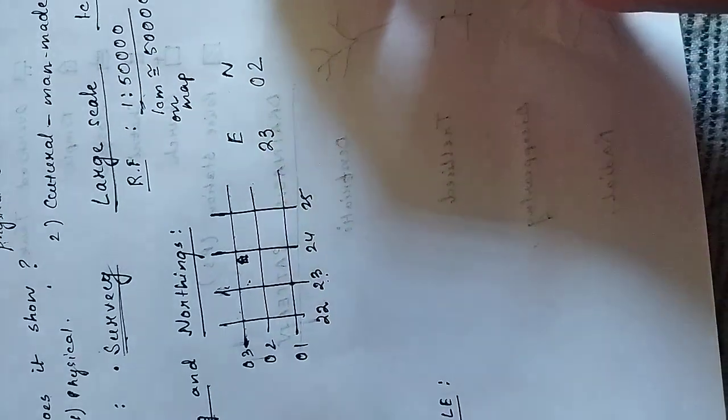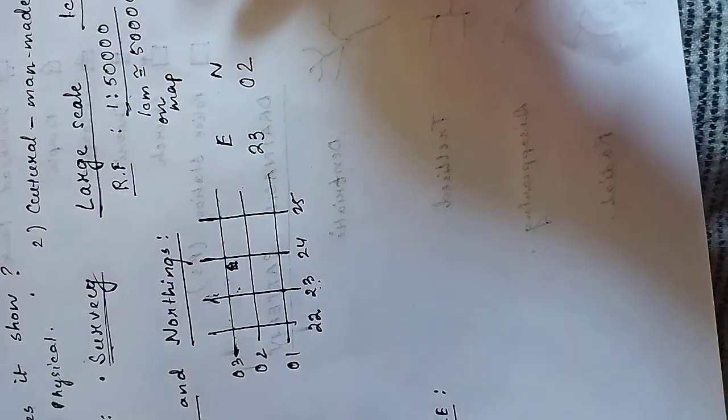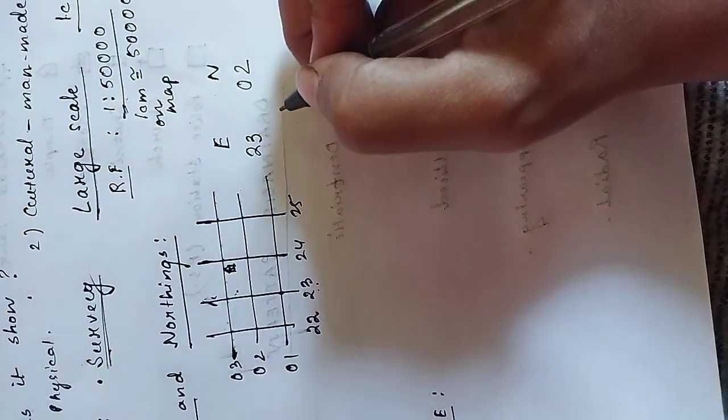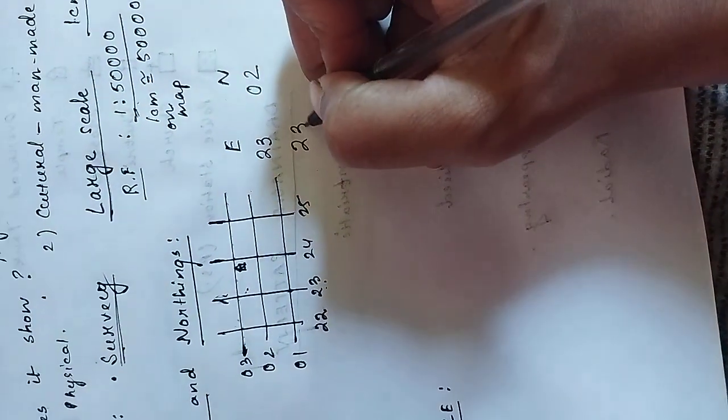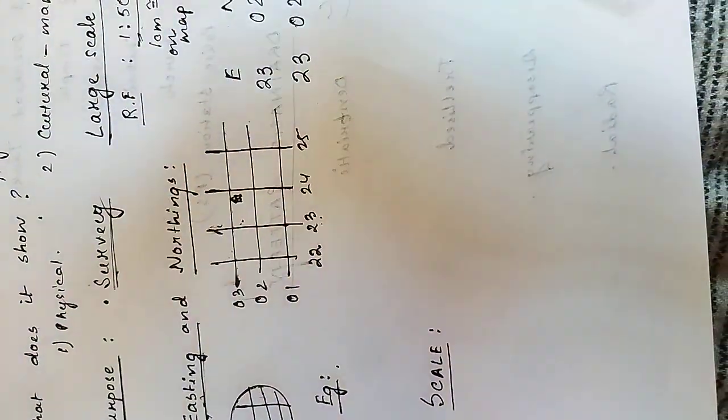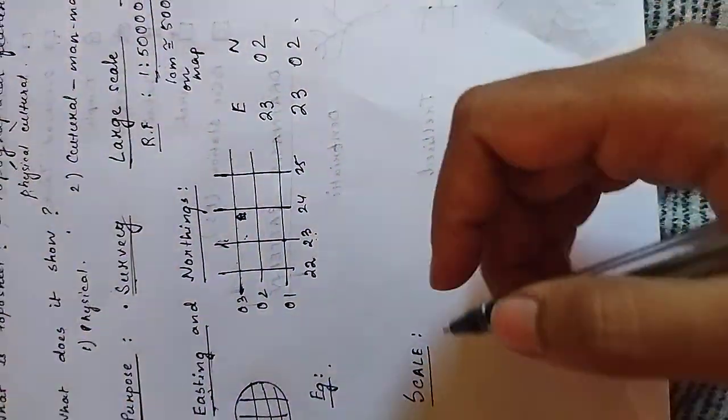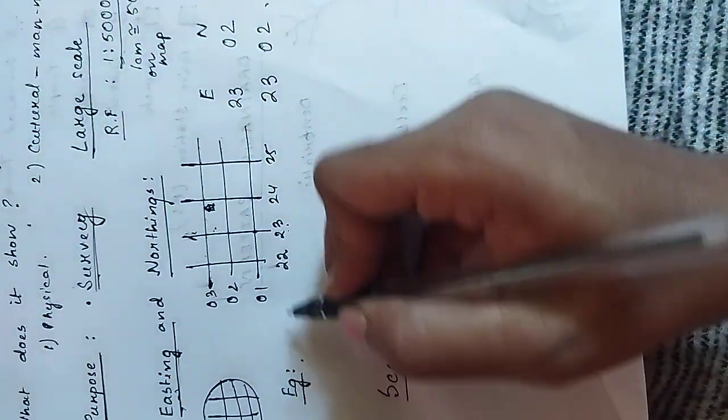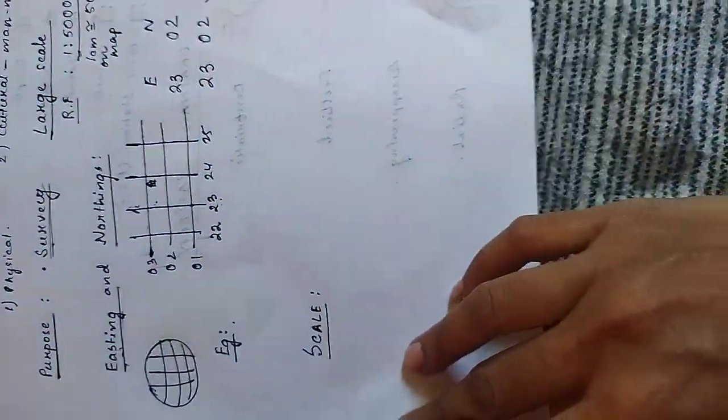So 02. If it asks what is the value of easting and northing of that temple, we can simply write 2302. This is how we denote the location of a particular feature on the map. So these eastings and northings are very important for the map to locate any feature. Okay, I have already given an example over here.